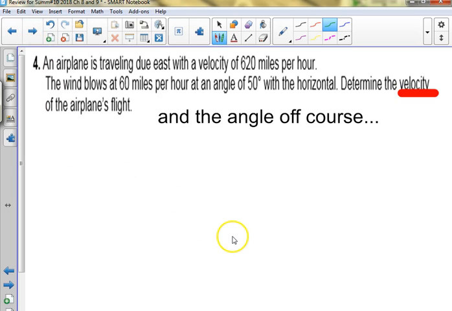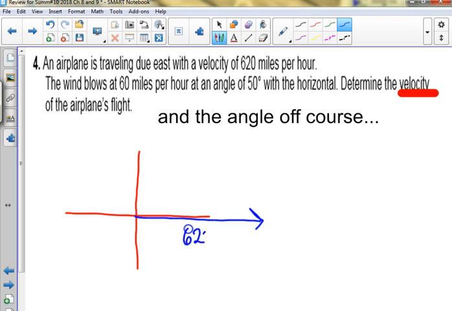Let's do this one. An airplane is traveling due east with a velocity of 620 miles per hour. So what do you want to give me for components of that plane? You could do just 620, 0. If you wanted to type 620 cosine of 0, 620 sine of 0, it would give you the same thing because it's 0 degrees of rotation off the positive x-axis. Okay? The cosine and sine right there are 1, 0.